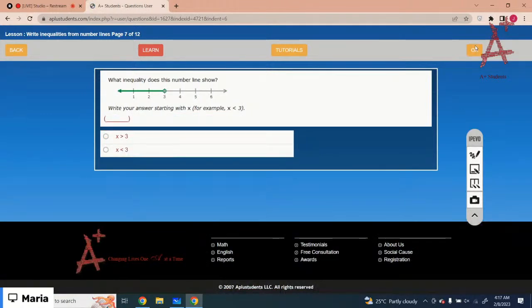Okay, the next one is what inequality does the number line show? So we have an open circle at 3. That means x cannot be 3, but the graph is pointing at the left hand side. So all the numbers are less than 3. So it would be x is less than 3. The correct option is x is less than 3.